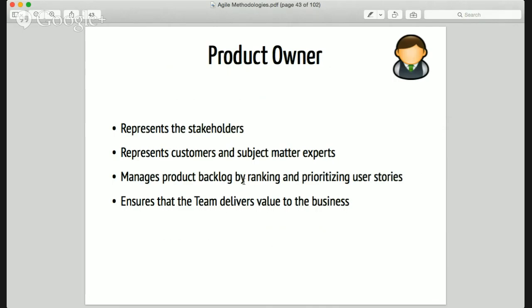The product owner represents the stakeholder, the customers, and the subject matter experts. So he's basically a front to the customers. And importantly, he manages the product backlog. We're going to talk about that and prioritizing user stories.